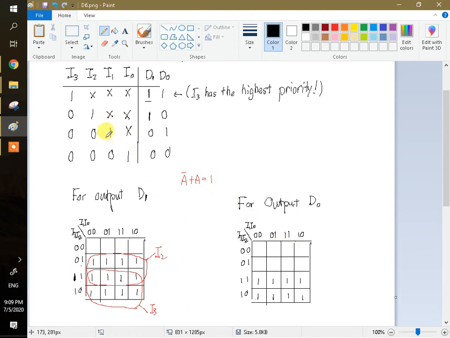Wait. 0, 0, 0, 0. Wait. Here, 0, 0, 1. Okay, I1 is 1. Where is I1? I1 is here.